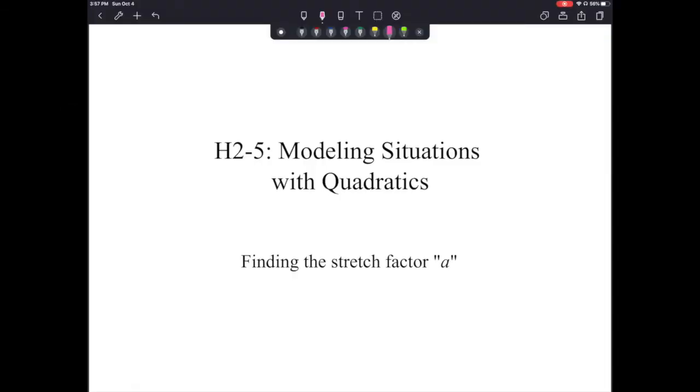Hi, welcome to the notes for H2-5. Today we're going to look at modeling situations with quadratics. Our main concept that we'll be working on today is finding the stretch factor in our equations. Let's get started.